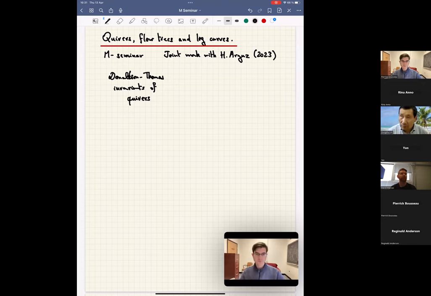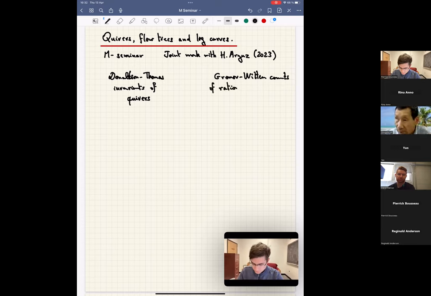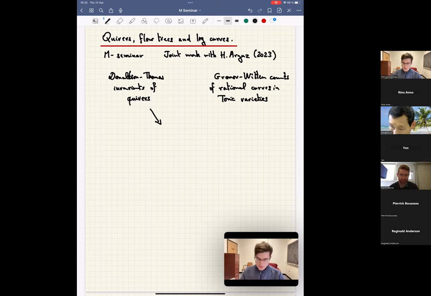which are numbers that are an algebraic counterpart of Donaldson-Thomas invariants counting geometric objects in the context of Calabi-Yau threefolds. And I will explain a connection between this topic and a pretty different topic involving some version of Gromov-Witten counts of rational curves in toric varieties. The connection between these two topics will be somehow indirect, and will go through some kind of intermediate combinatorial step.